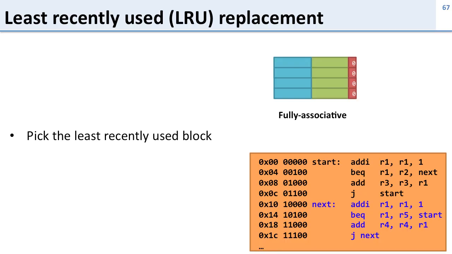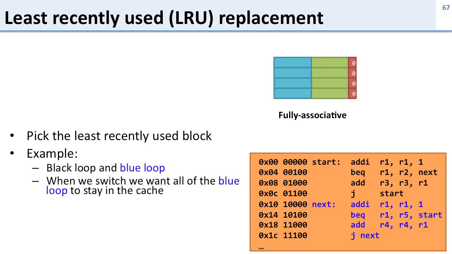So let's compare this to least recently used, or LRU. So here we're going to pick the least recently used block to replace. So we've got the same example with a black loop and a blue loop. And remember, when we switch to the blue loop, we really want to keep all of the blue loop's instructions in the cache so it will run quickly. So we go ahead and start executing, and the beginning of the execution is just the same. We go through the black loop, we load all of its instructions into the cache, and once they're in the cache, we can go through the loop quickly because all of the instructions are in the cache.